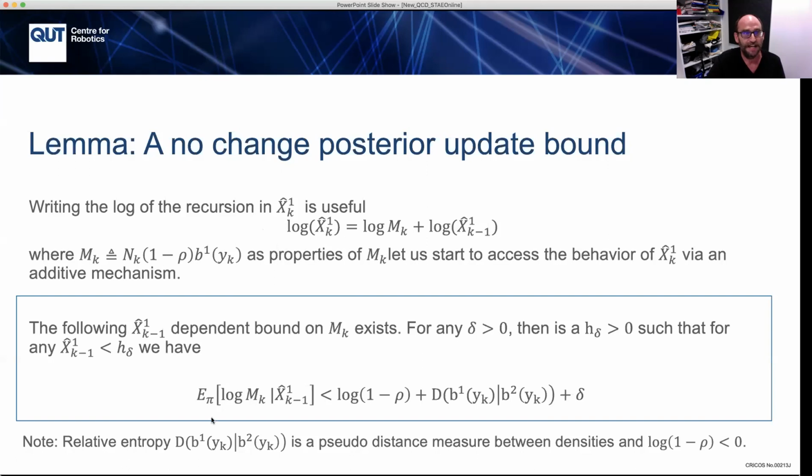So we can establish this bound that, again, if you choose a delta, I can find an H delta such that if the no change posterior is in that little interval, then it satisfies this bound. Where D here is the relative entropy between the no change density and the change density. The idea is this log minus rho is a negative object. If this thing here is small enough, then the right-hand side is negative, and this thing's going to go down. So that's the strategy being used here and the mechanism involved.